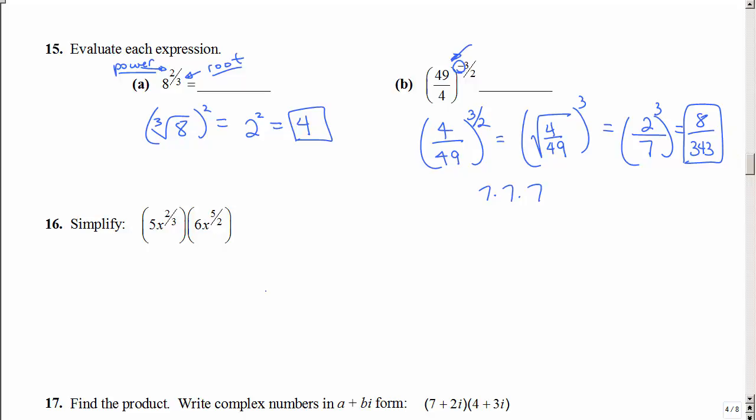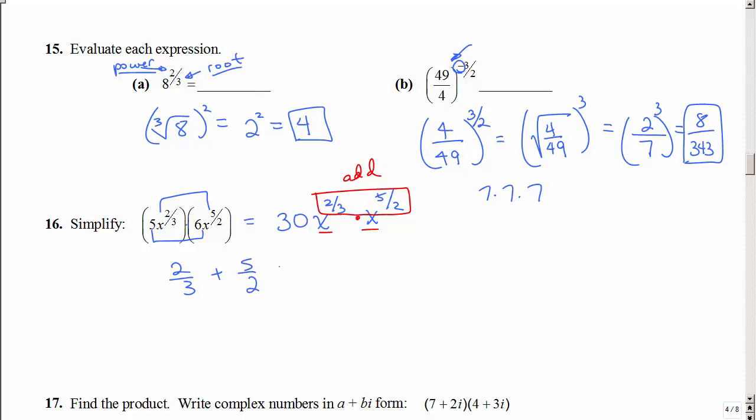What about this one? Simplify. Well, we're really just multiplying those together. So let's multiply 5 times 6 is 30. And then I have to multiply x to the 2/3 times x to the 5/2. Well, what's my rule? If the bases are the same being multiplied, then I have to add my exponents. So I have to add 2/3 plus 5/2.